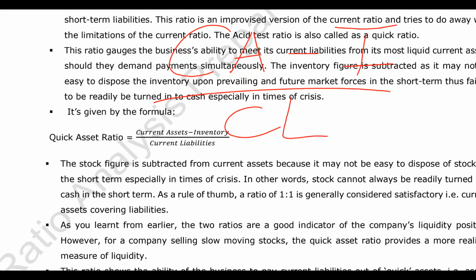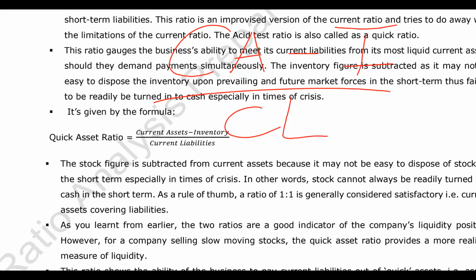Inventories are less liquid. That's why we are removing them when you go to the acid or quick asset ratio. Why should we remove the inventories? This is because the inventories take time to be converted into cash. You have to sell them, more people have to come buy. So such assets, inventories, are not counted as part of the quick assets. When we are calculating the quick asset ratio, we remove them. Once we subtract them and divide by current liabilities, what we shall have is a quick asset ratio.